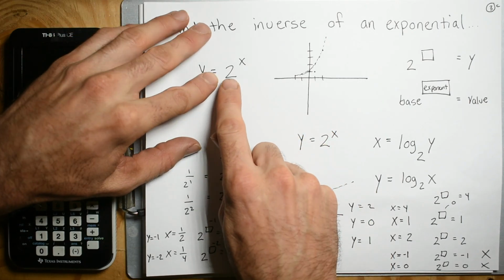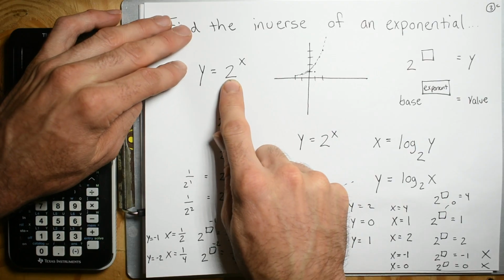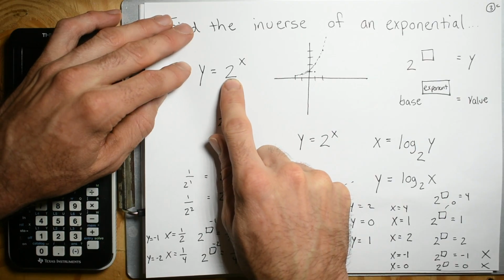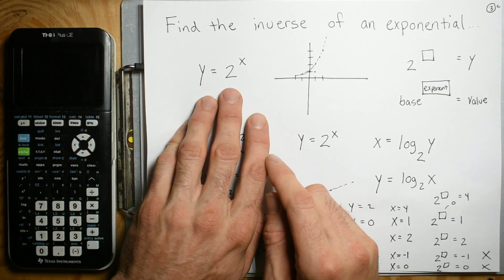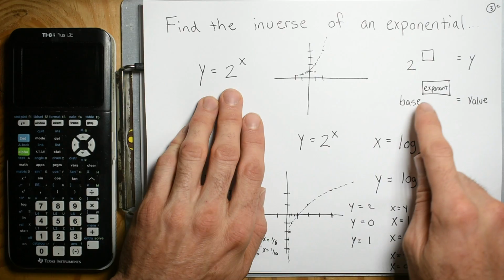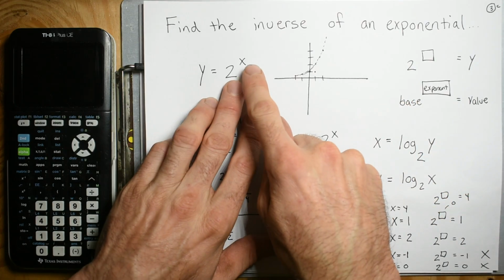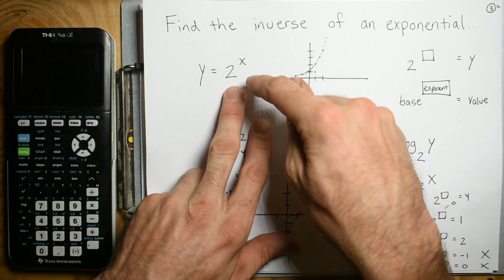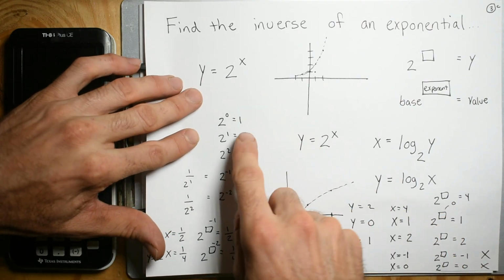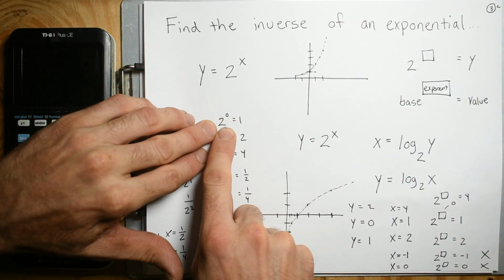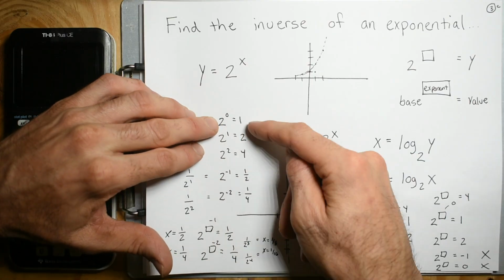So what is this? This is the base. It says we have a base of 2. How do you even do this? So if we have y is equal to 2 to the x, I'm going to put in a value, let's just do one. Let's just play around with this. Put in a value of 0, and 2 to the 0 is 1.